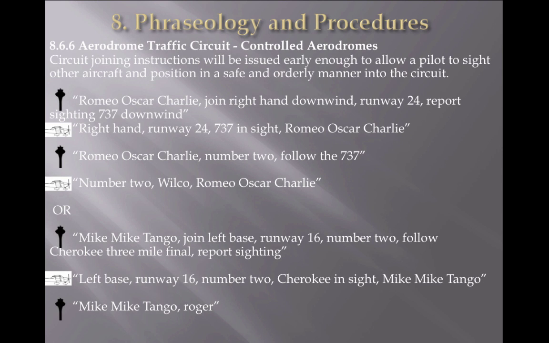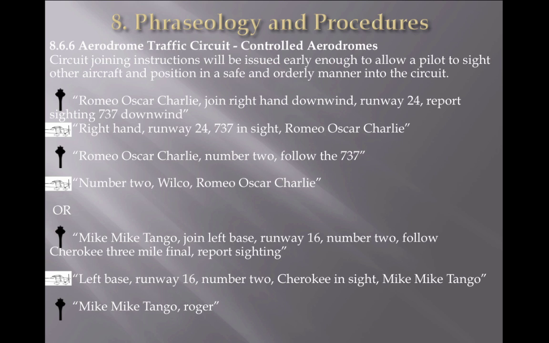Aerodrome traffic circuit in controlled aerodromes. Circuit joining instructions will be issued early enough to allow a pilot to sight other aircraft and position in a safe and orderly manner into the circuit. Tower will give you Romeo Oscar Charlie, join right hand downwind, runway 34, report sighting 737 downwind. You'll respond, right hand runway 24, 737 in sight, Romeo Oscar Charlie.